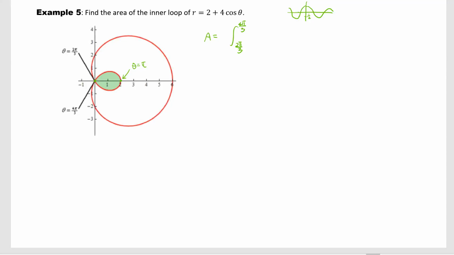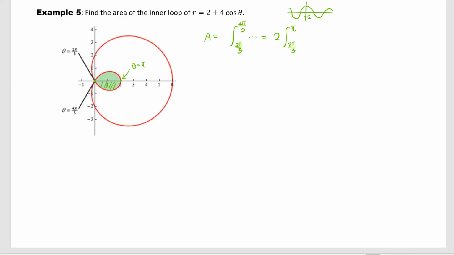Okay, so instead of calculating the area from 2 pi over 3 to 4 pi over 3, I can do 2 copies of the area from 2 pi over 3 to pi. So that corresponds to this piece. So I can calculate the area of this piece, and then it's easier, because cosine pi is easier to evaluate than plugging in 4 pi over 3. So far, so good, everybody.